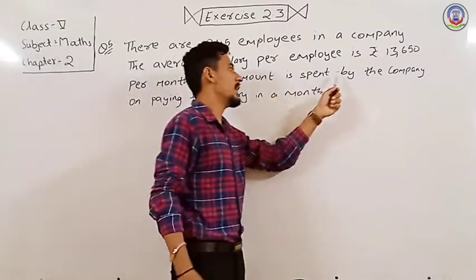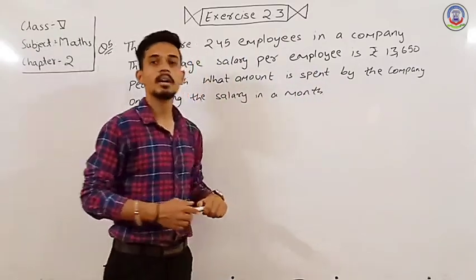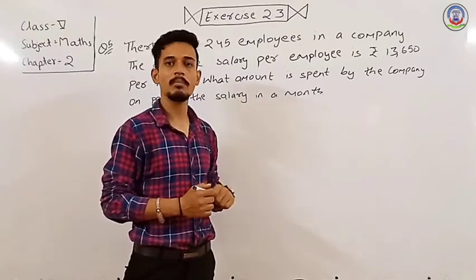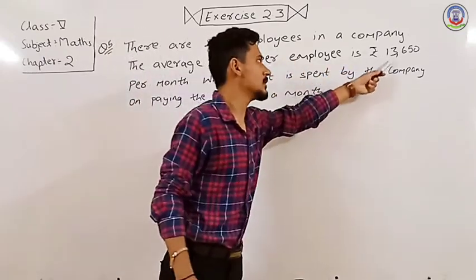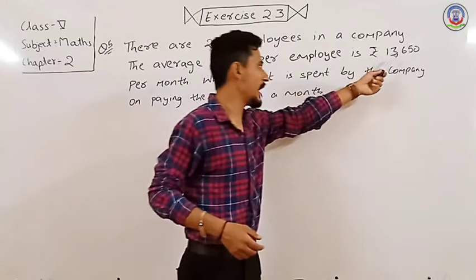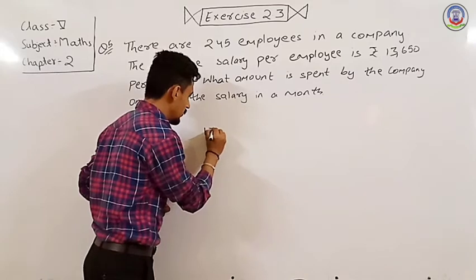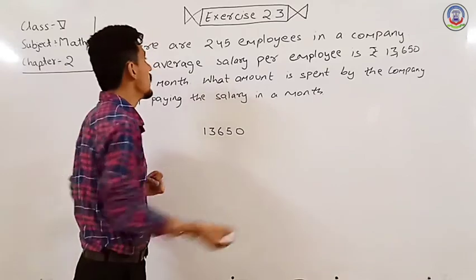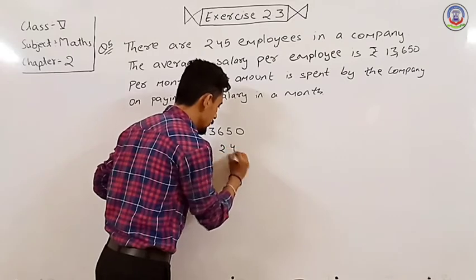What amount is spent by the company on paying the salary in a month? अब कंपनी कितनी अमाउंट पे करेगी उनको पर मंथ, वो हमें बताना है. तो इसमें भी क्या होगा? मल्टीप्लिकेशन. किसका किसका? 13,650 का 245 के साथ. तो इट इज अ मल्टीप्लिकेंट एंड इट इज अ मल्टीप्लायर. सो हियर वी राइट 1, 3, 6, 5, 0. That is 13,650 and we have multiplied 245. So we write 2, 4, 5.